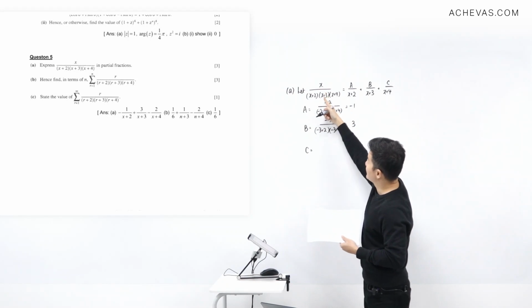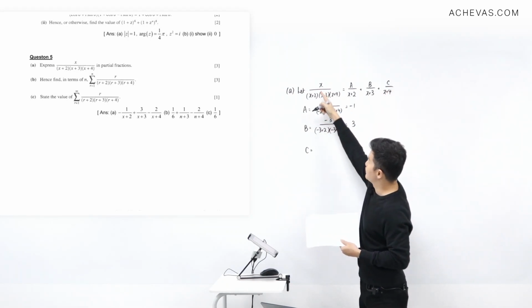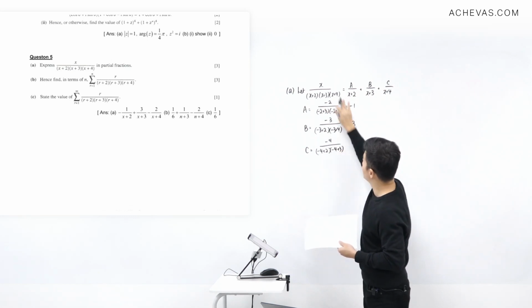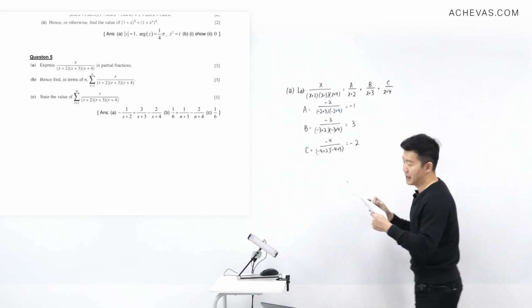And I'll let the rest of the x be equal to minus 4, the value of x that caused the denominator here to be equal to 0. So we will have a minus 4 divided by minus 4 plus 2, then minus 4 plus 3. This will already be covered up. I will not be considering it. This is equal to minus 2.